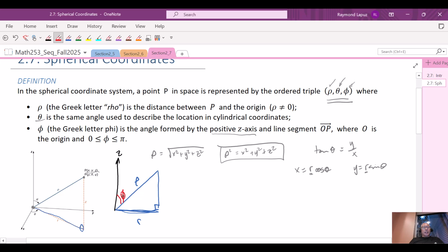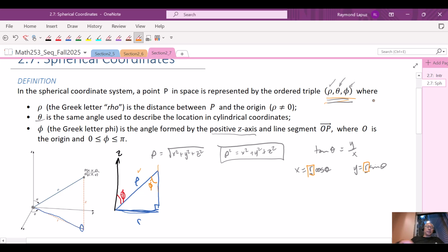But with some trigonometry and geometry, it turns out that this is also phi. This is the angle phi. I want to know what r is. I can replace this r here and this r here, and if I can replace r with something in terms of phi and rho, then I can have my system in terms of rho, phi, and theta.